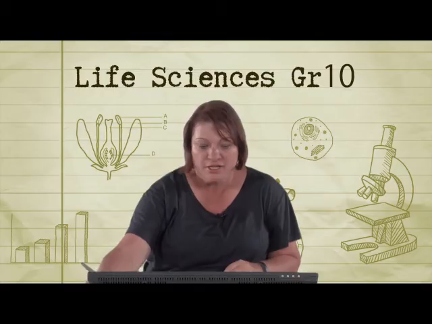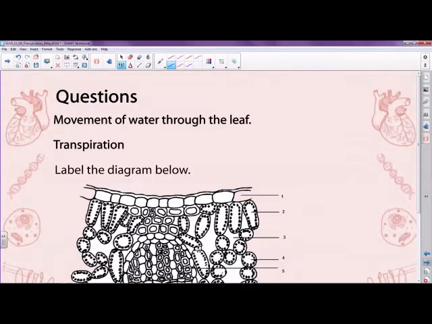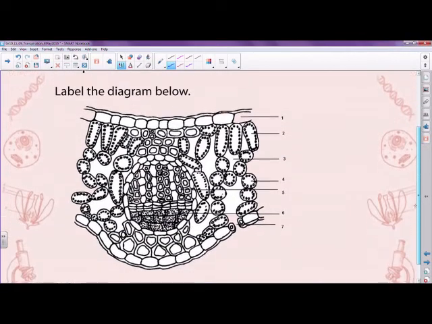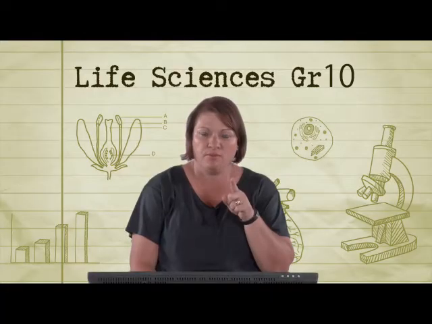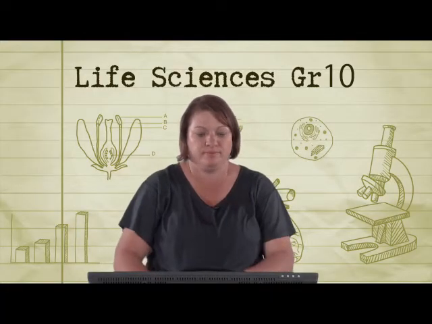Okay, so now water needs to get to the leaf. I have given you this diagram before, so I'm going to give you only 1 minute for you to quickly label what the internal structure of the leaf looks like. Okay, 1 minute starts now.